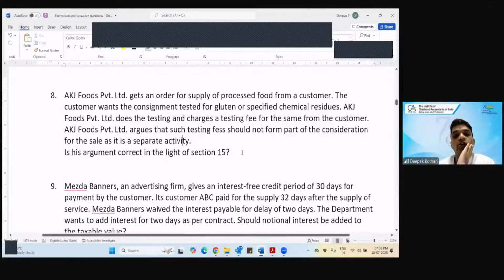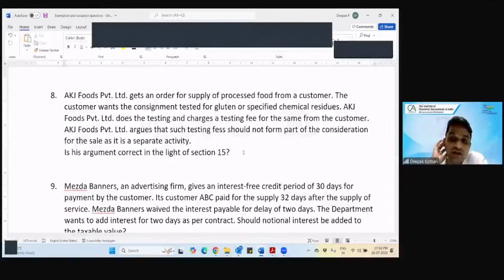AKJ Foods gets an order for supply of processed food from a customer. The customer wants the consignment tested for gluten or specified chemical residues. AKJ Foods does the testing and charges the testing fees for the same from the customer. AKJ Foods argues that such testing fees should not form part of the consideration for sale as it is a separate activity. Is his argument correct in light of section 15?